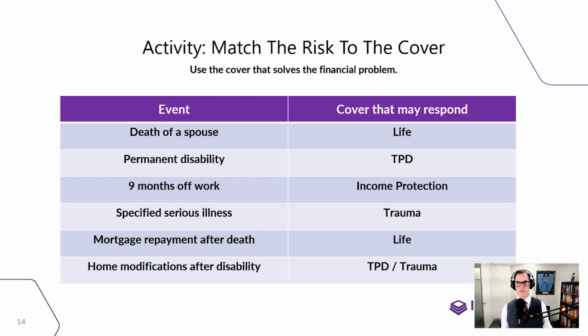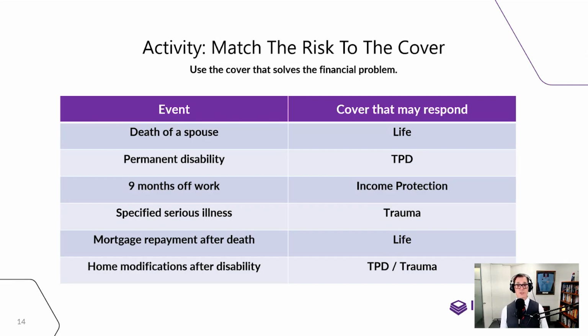So this is really an activity, but the answers are all right next to the actual events. Just to recap, the death of a spouse or partner is going to trigger life cover. That's a lump sum payment. A permanent disability, or total and permanent disability, triggers a lump sum payment to the family or to that person. If you have an extended period of time off work, that's going to kick in income protection. If you have a serious illness that is one of the illnesses defined in the policy documentation of that insurer, you get a lump sum payout.